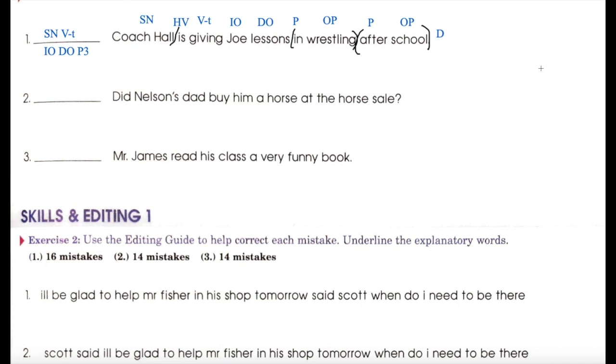Let's go to the next sentence. Did Nelson's dad buy him a horse at the horse sale? Who did buy him a horse at the horse sale? Dad. Dad is the subject noun. What is being said about dad? What's the action? Buy, verb. We have another verb here though. It comes at the very beginning, did. That means it's a helping verb.